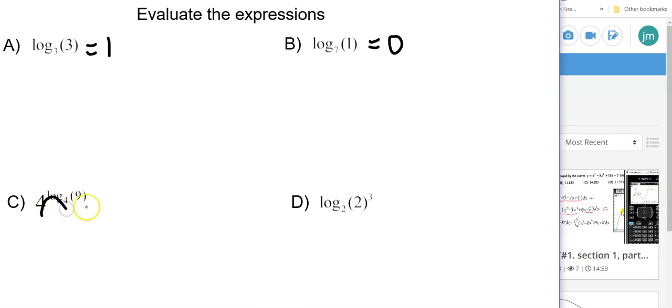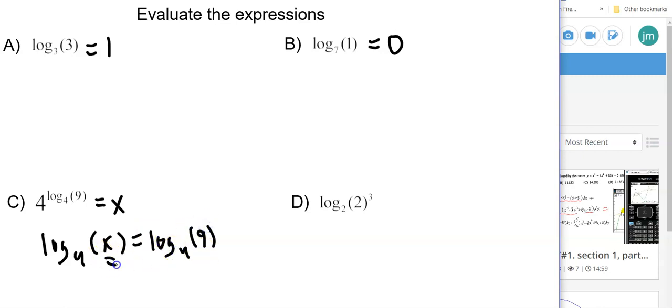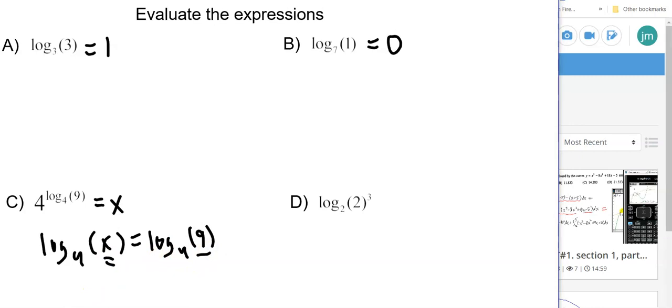This was a property too, maybe a little harder to see. I see a frowny face, the answer is 9. But if you don't see that, let's just pretend we don't know. So I'm going to put it into log form. So log base 4 of x equals the exponent, which is log base 4 of 9. So what does that have to be? The property there says the answer is 9.